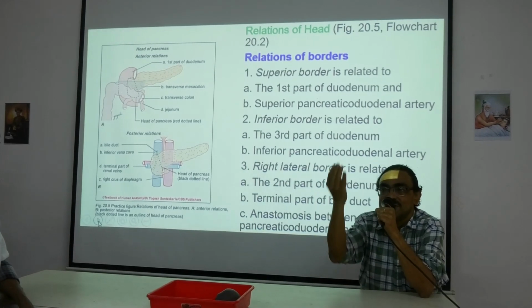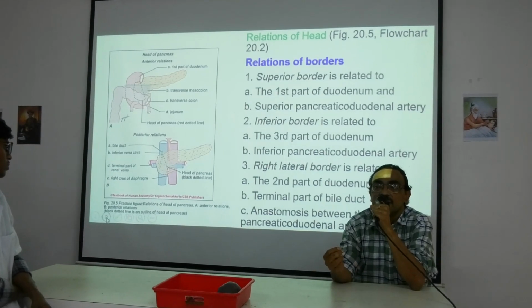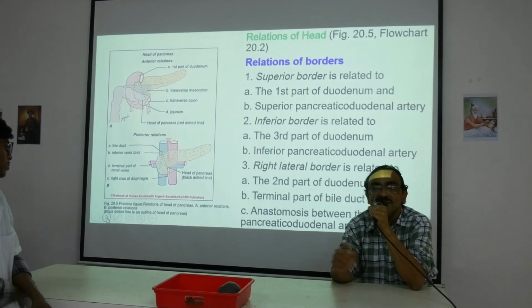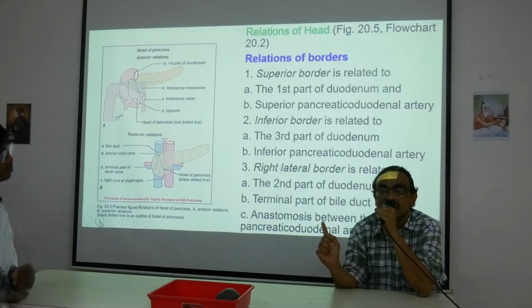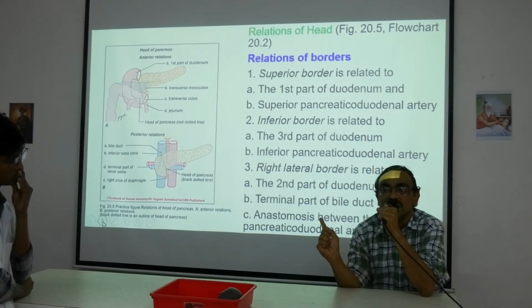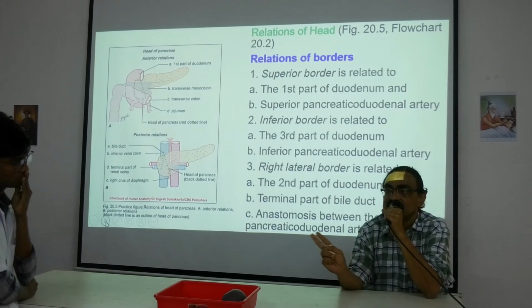Just lift up the pancreas in the cadaver, and you can find behind it you will get the abdominal aorta, and you will get the anterior surface of the left kidney. Okay, these structures.